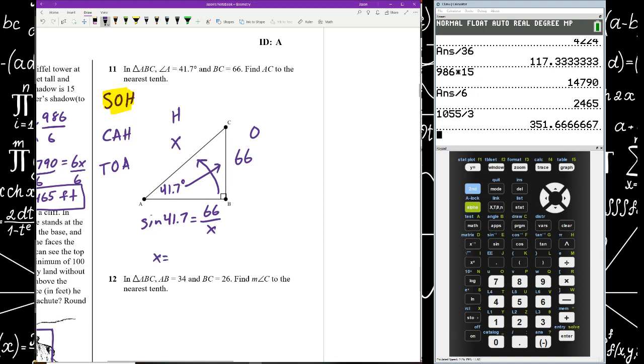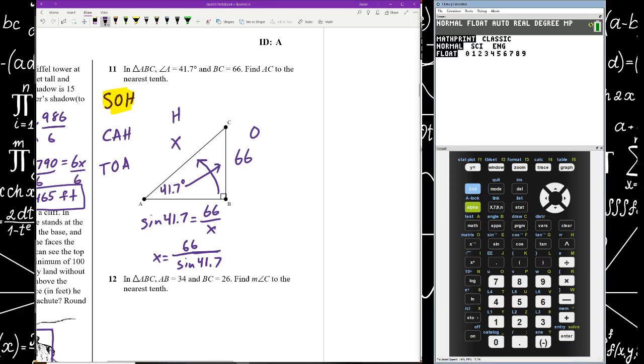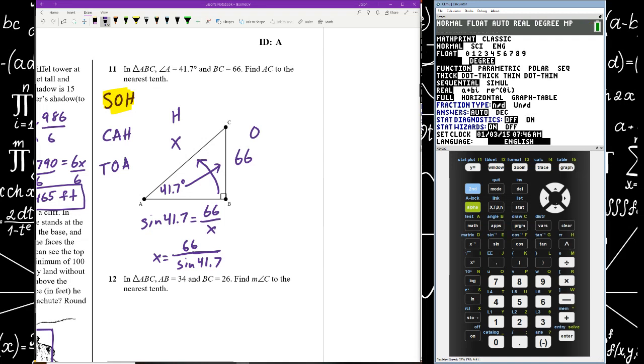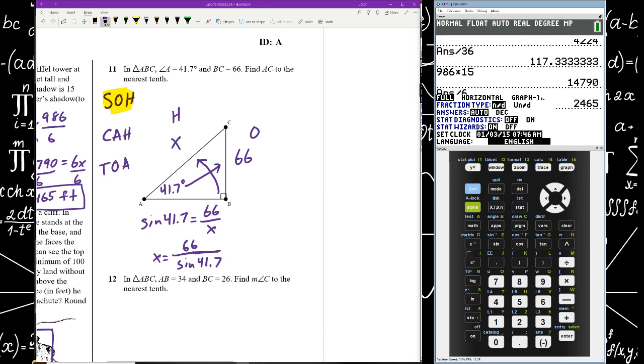Before you actually plug this in the calculator, we need to make sure our calculator is in degrees. The way that you do this, you go to mode. When you're in mode, you go down and look for radians and degrees. If it's highlighted degrees, you are good. If it is not highlighted degrees, you need to switch it. We go back to the main menu by doing a second mode to quit out.